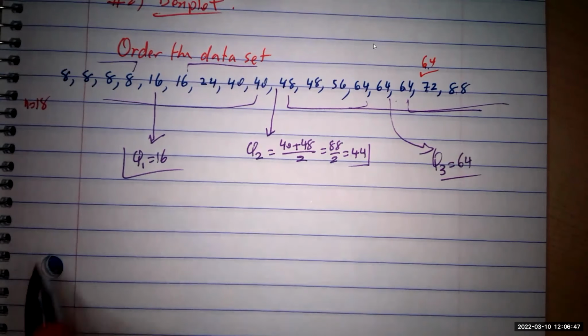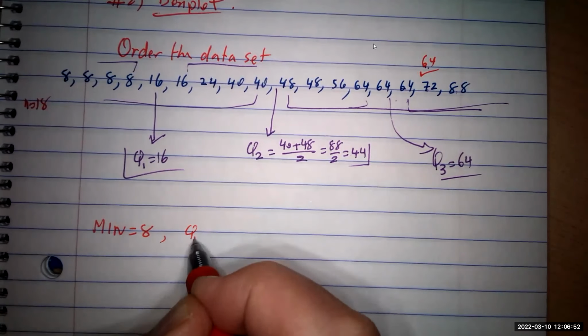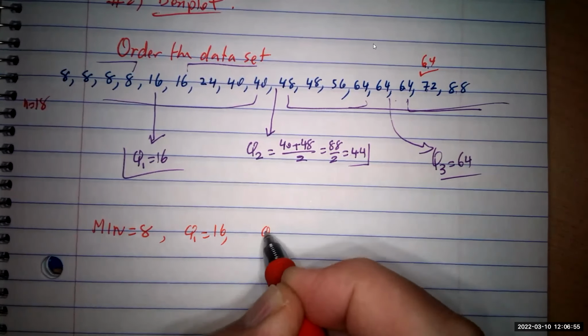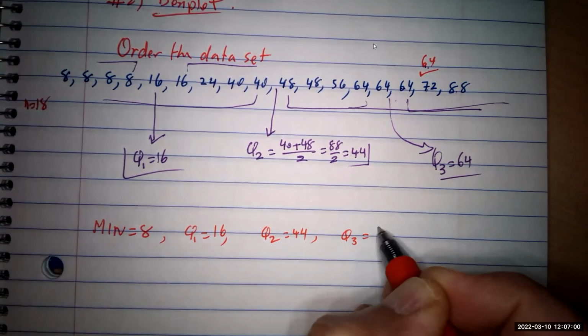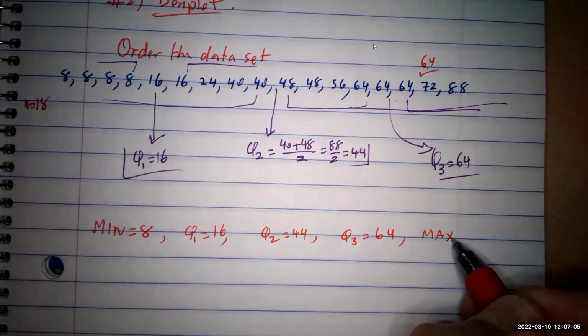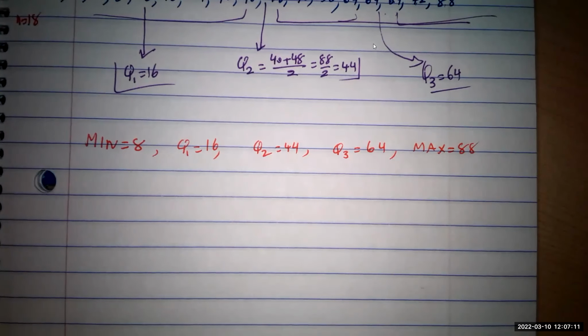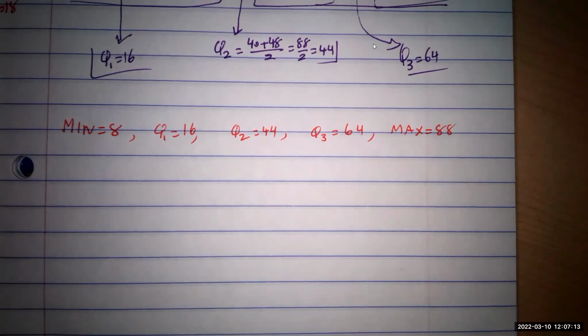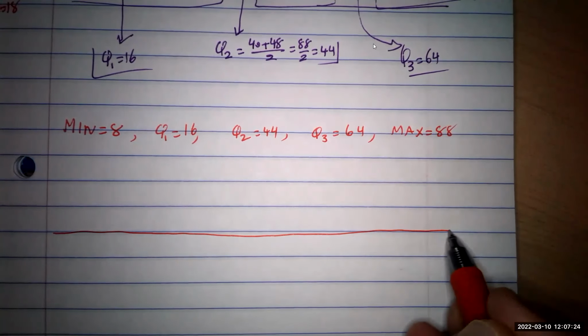So there you are, the 5 numbers. The minimum is 8. Q1 is 16. Q2 is 44. Q3 is 64. And the maximum is 88. That's it. This is the 5 summary numbers. Put them on the number line. Okay, connect the quarters together to get the box. So this is it. The last number is 88.